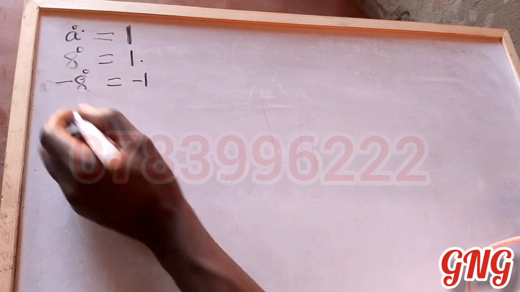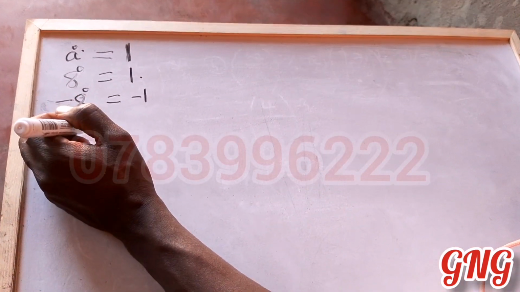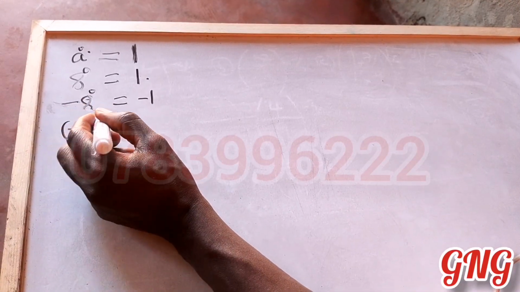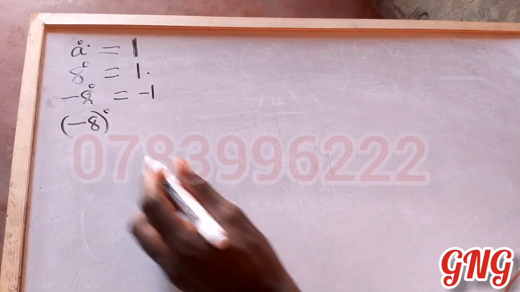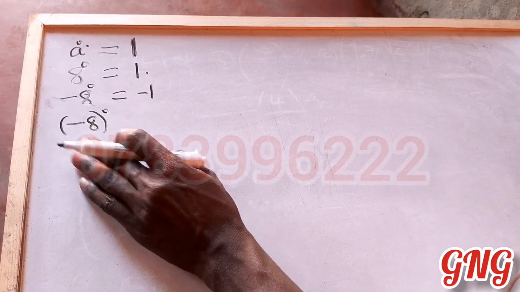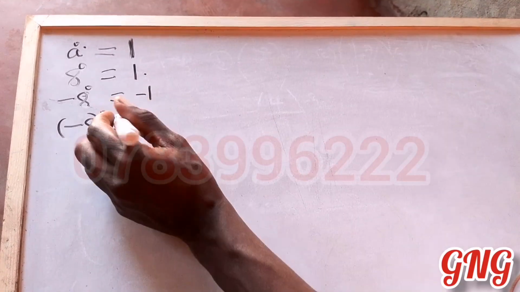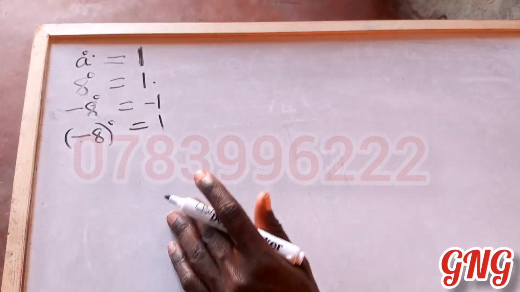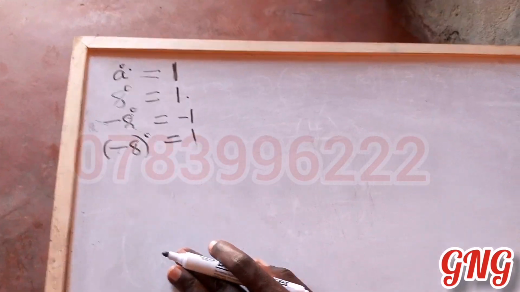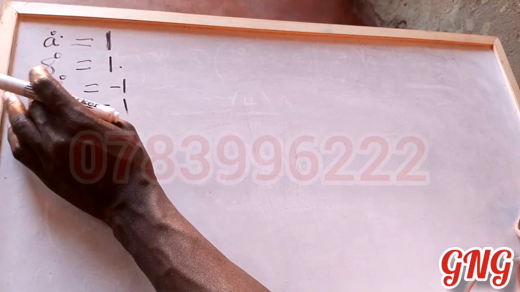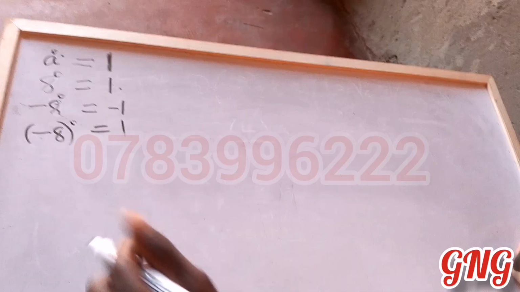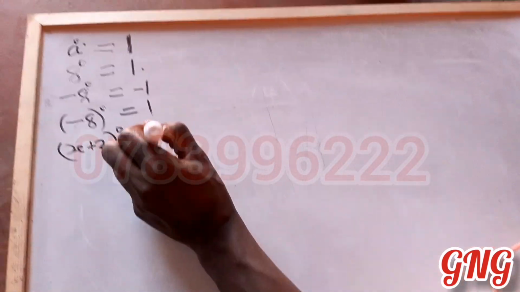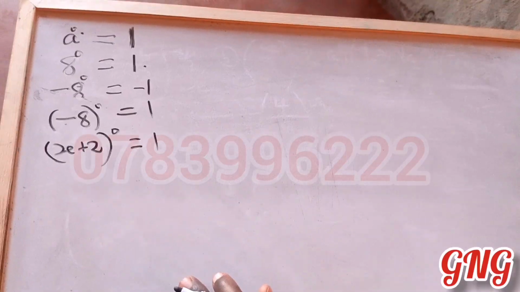But if we take minus 8, then we put the brackets, with the 0 outside, we say minus 8, open bracket, close bracket, power 0. The answer is 1. The minus is not inside the bracket. So x plus 2 to the power 0 is going to give us 1.